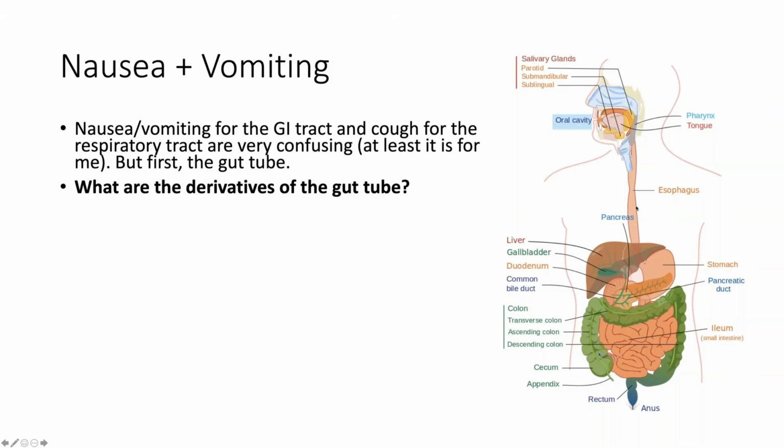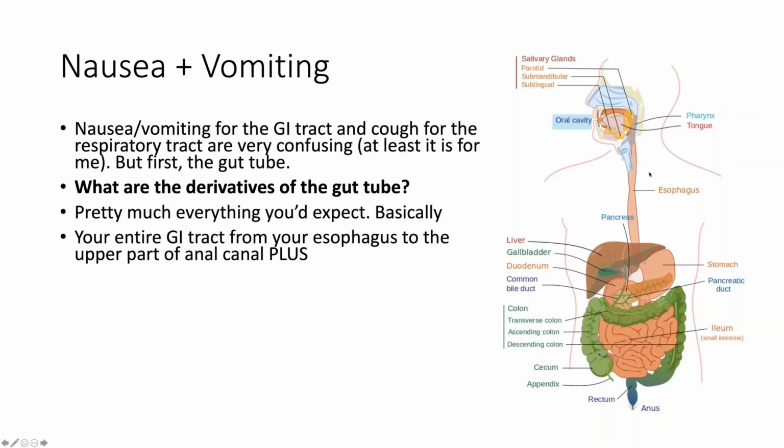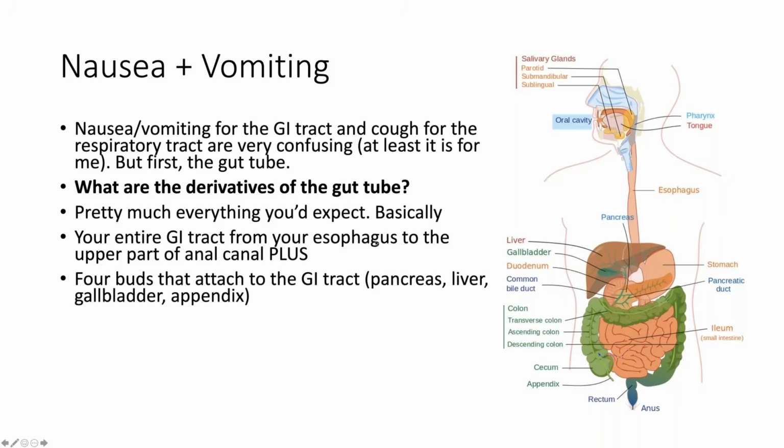Perfect. Yeah, basically everything from your esophagus all the way down. Those are the gut buds, right? Exactly. The systematic way of thinking about it is your entire GI tract from your esophagus all the way to the upper part of your anal canal, that entire length of bowel, plus the 4 buds that attach to the GI tract: the biliary tree, pancreas, liver, gallbladder, appendix.